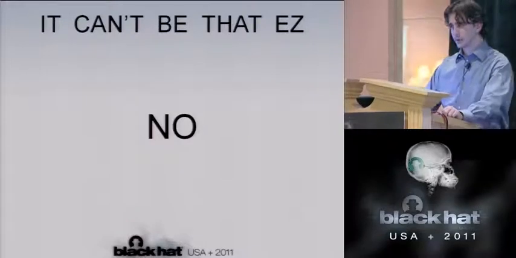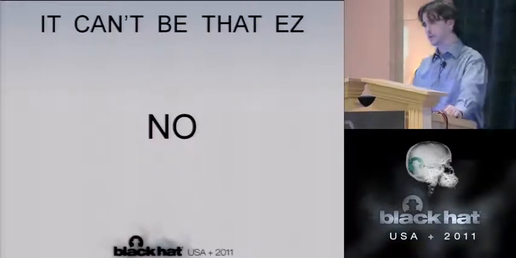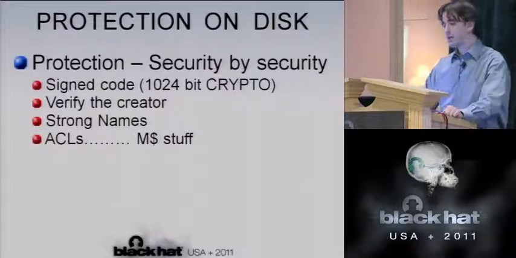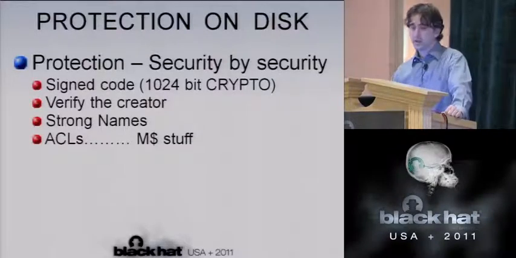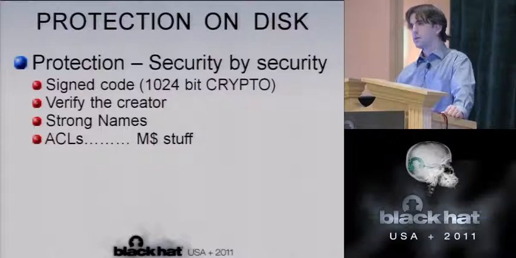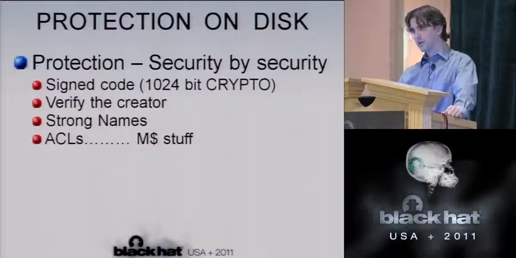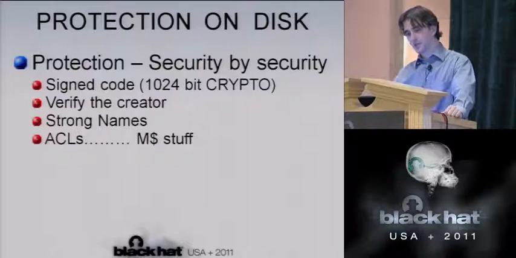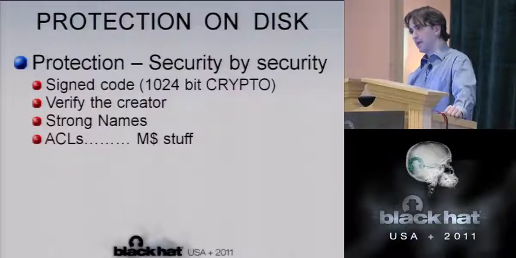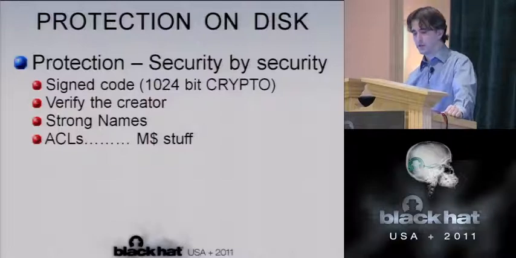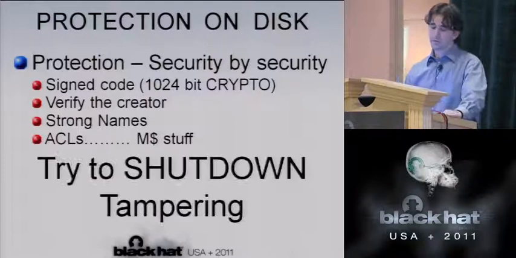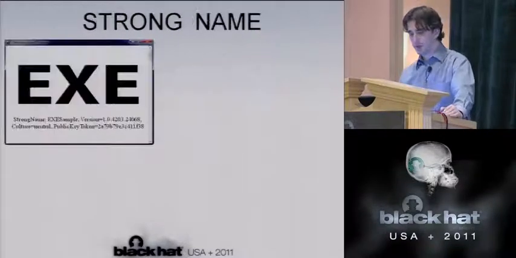So it can't be that easy, right? Microsoft had to do something to stop us. They put in signed code that's verified with 1024-bit crypto. You're able to execute it knowing that the authors implemented this and it has not been altered. It gives you strong names and adheres to the Microsoft best practices of scoping your access to the computer. This tries to shut down tampering.